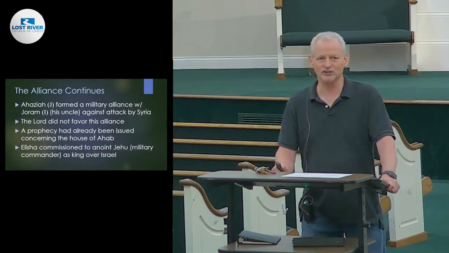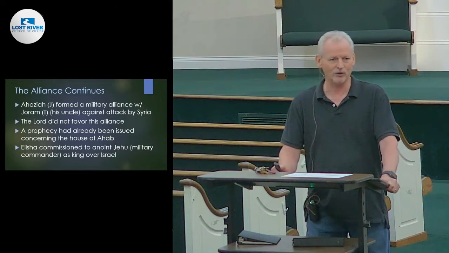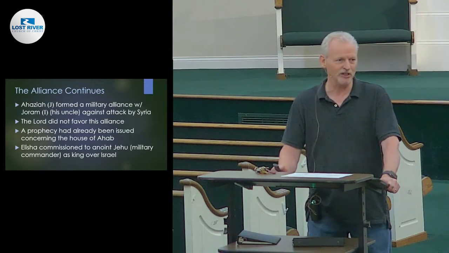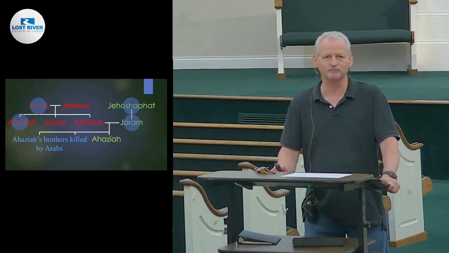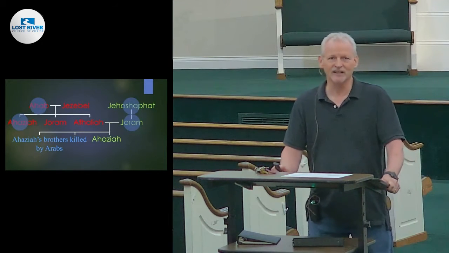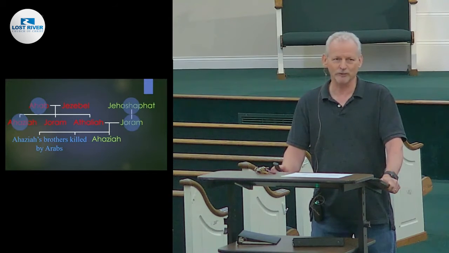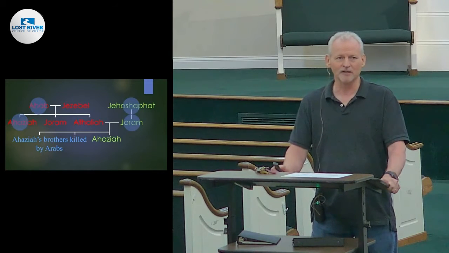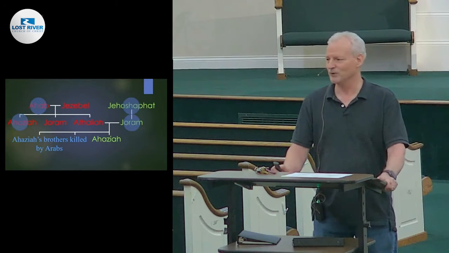Elisha then is commissioned to anoint Jehu, and he's a noted military commander as king over Israel. So this is a military coup. Jehu is going to gather up his forces, and he's going to go wipe out the house of Ahab. All right? So at this point, Ahab, Ahaziah, Jehoshaphat, and Jehoram are all dead. Joram of Israel is still left, along with Athaliah, the queen mother, who is a widow. Ahaziah's brothers have all been killed. Boy, it's becoming slim pickings, isn't it, for who's going to be king next?